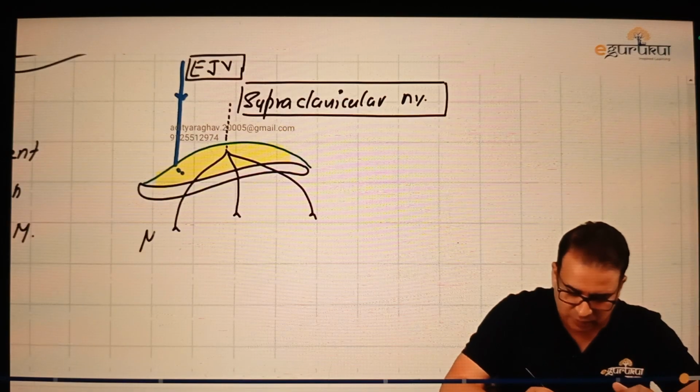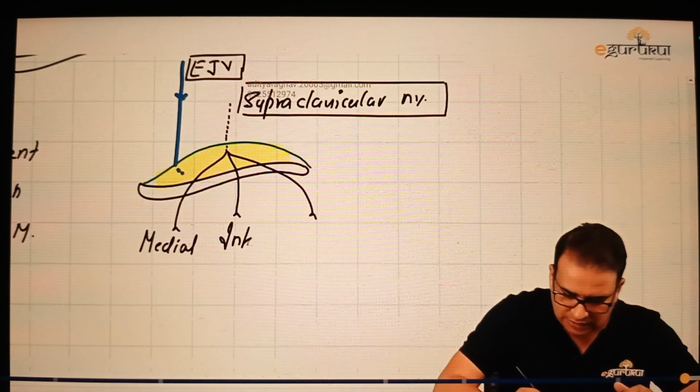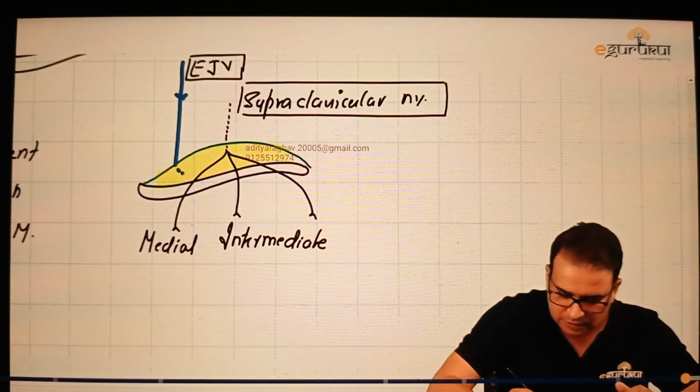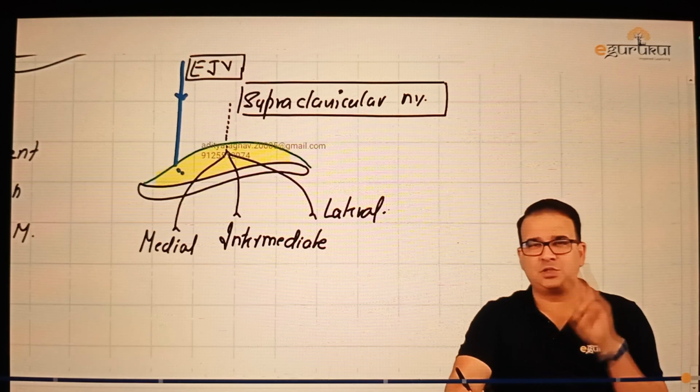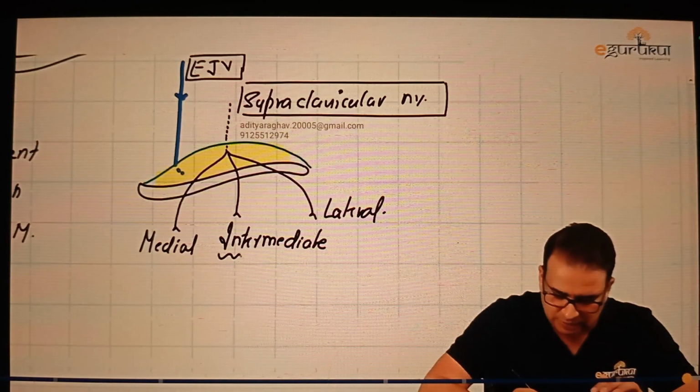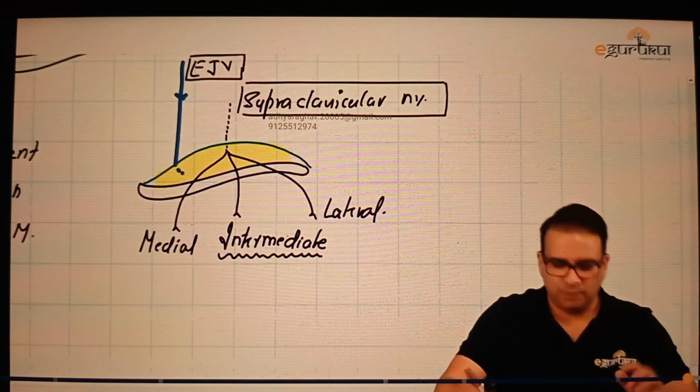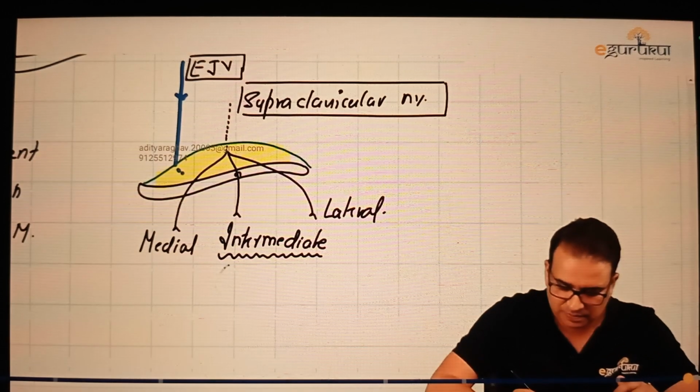We got three branches there for the supraclavicular. One is the medial branch. We got this intermediate branch, and this of course is the lateral branch. And out of these three branches, two are a potential question. Which two? First, the intermediate branch. Now, the thing about the intermediate branch is that it can be seen piercing the clavicle.